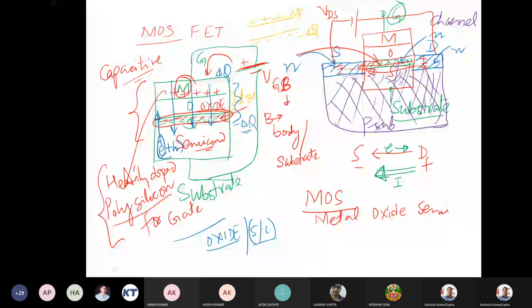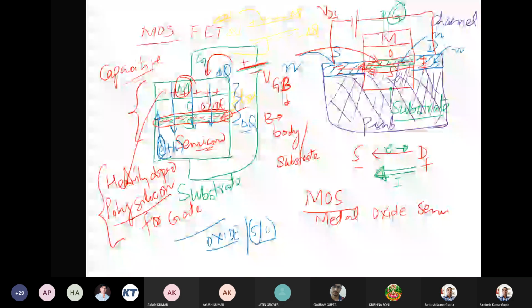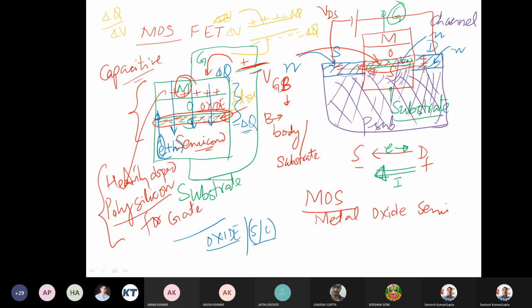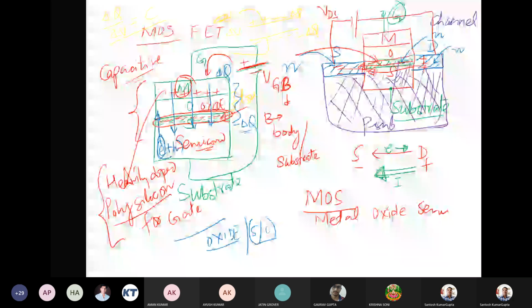Okay, so whenever we have this kind of nature, this is happening because of a change in the potential by delta V here. So delta Q, delta V, so we see a change in the charge due to change in the voltage, and this is nothing but called C. dQ by dV is equal to C, capacitance. So this is something like a parallel plate capacitor.